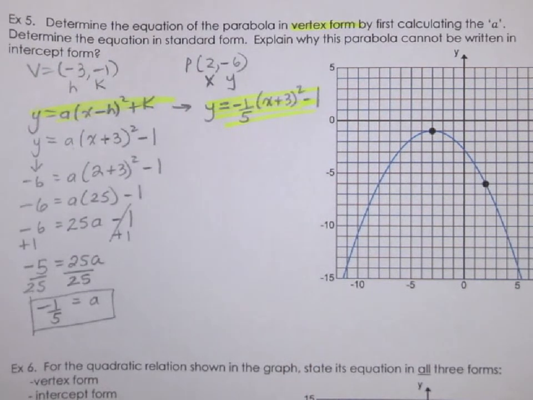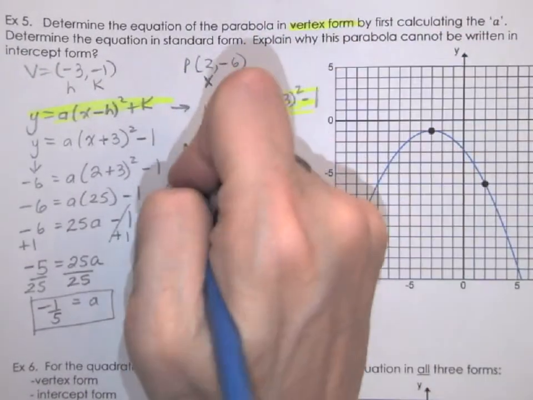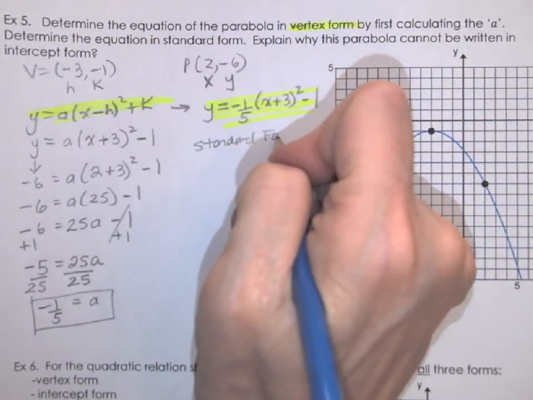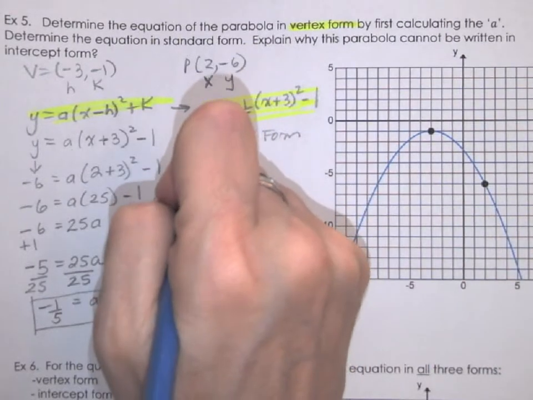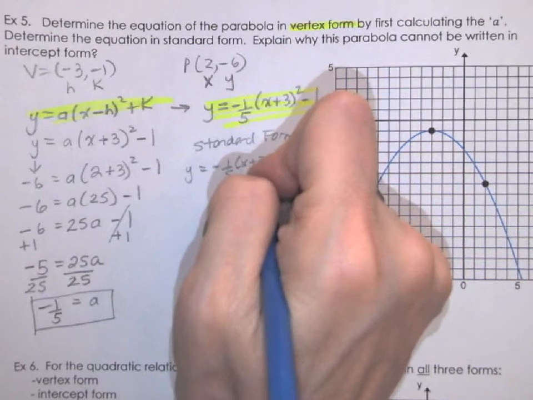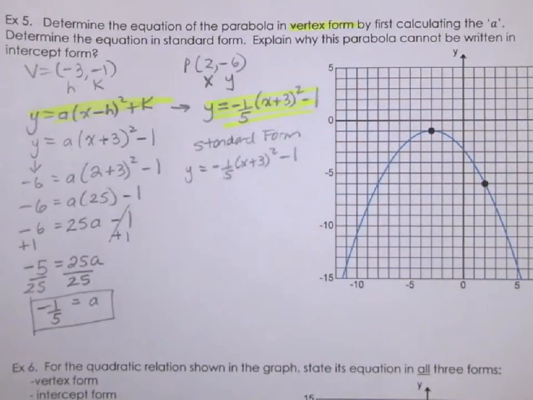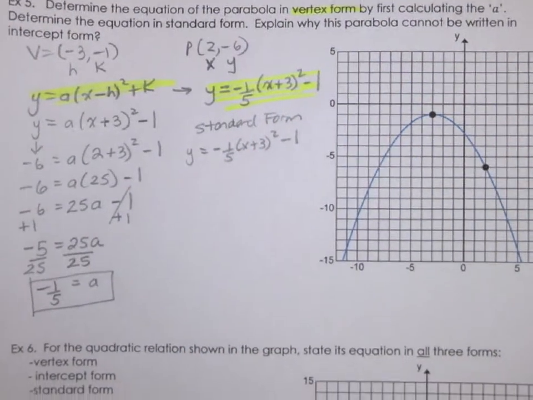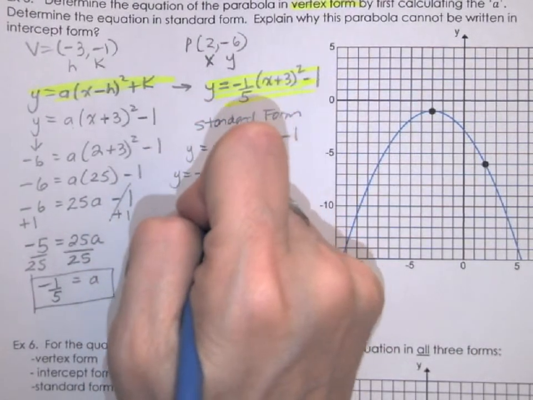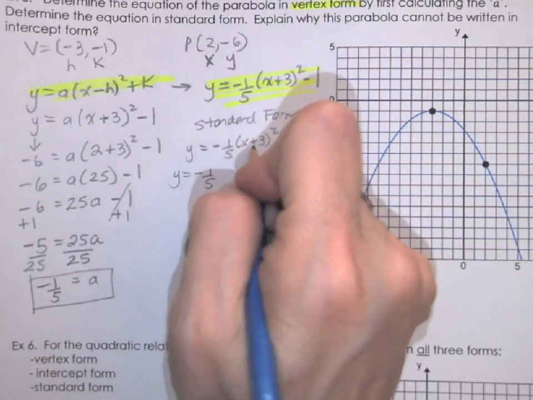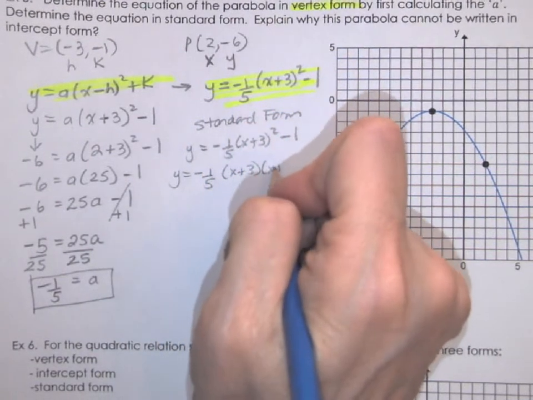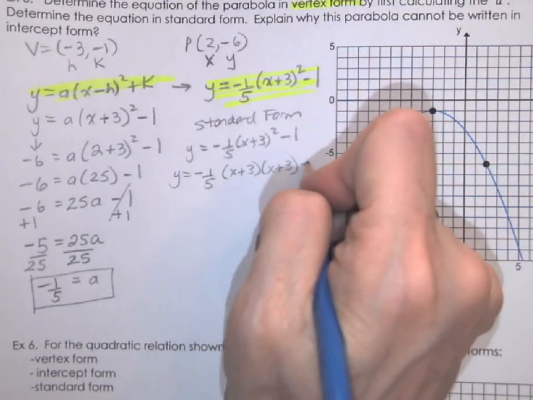We also have to find the standard form. So since there's no intercept form, we have to expand the vertex form in order to put it into standard form. We haven't done one like this, so it's good to practice that. So to square this binomial, or to expand x plus 3 squared, we're going to write the x plus 3 out twice, and then we still have this minus 1.